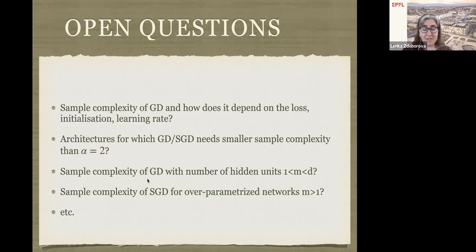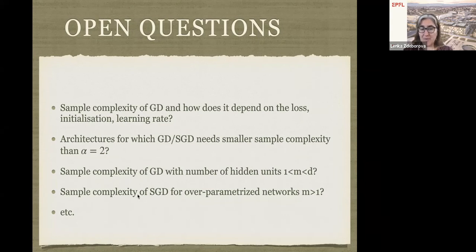Or, we still don't know how to analyze the sample complexity of the gradient descent if the number of hidden units was smaller than the dimension. The theorem that I showed you needed a number of hidden units bigger than the dimension. So what if it is somewhere intermediate, like half the dimension? Can we analyze how many samples are truly needed? Maybe more than 2, but how many? What would be the constant? We don't know how to do that.